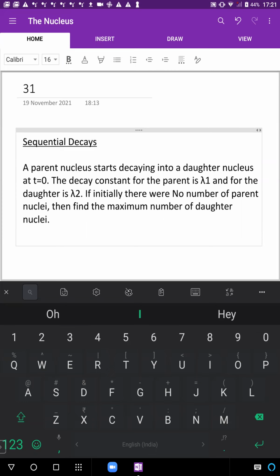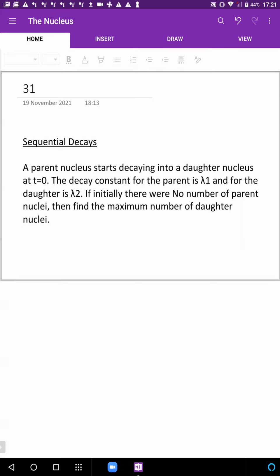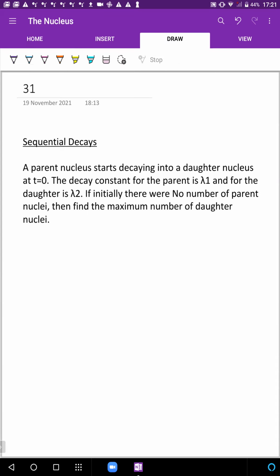Come on guys, it's a 2-3 line solution. Maybe I'll just write a reaction like this: our parent is becoming a daughter, which is becoming a granddaughter. The rate of the first reaction is lambda 1, the rate of the second reaction is lambda 2. The decay constant is like your rate constant.